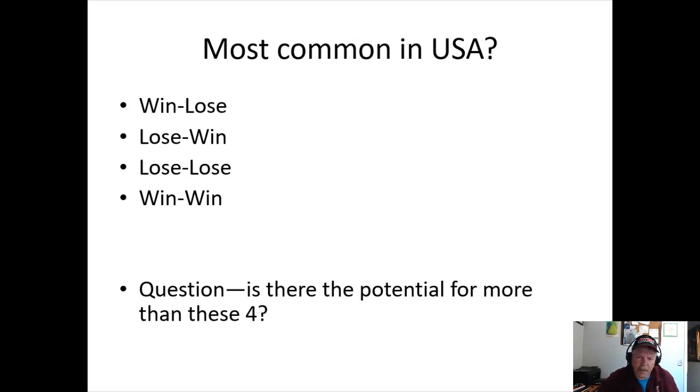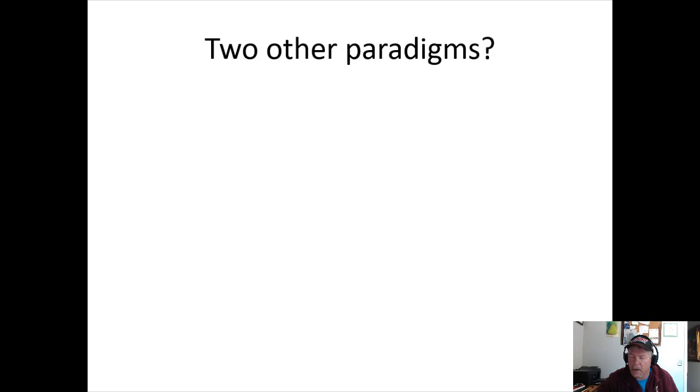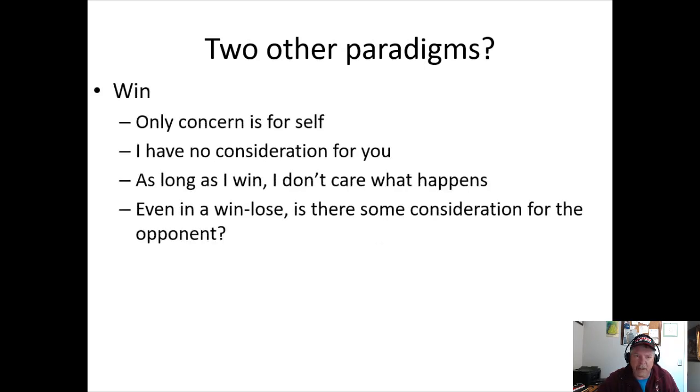So the question at the bottom, is there potential for more than just four? And this is a little outside the box thinking. This is Mike's opinion. I haven't really seen this quantified anywhere, but I think there are a couple more. And sometimes with that Covey four square, they'll introduce one of these as kind of goes with win-win, which I don't buy, but that's just me again.